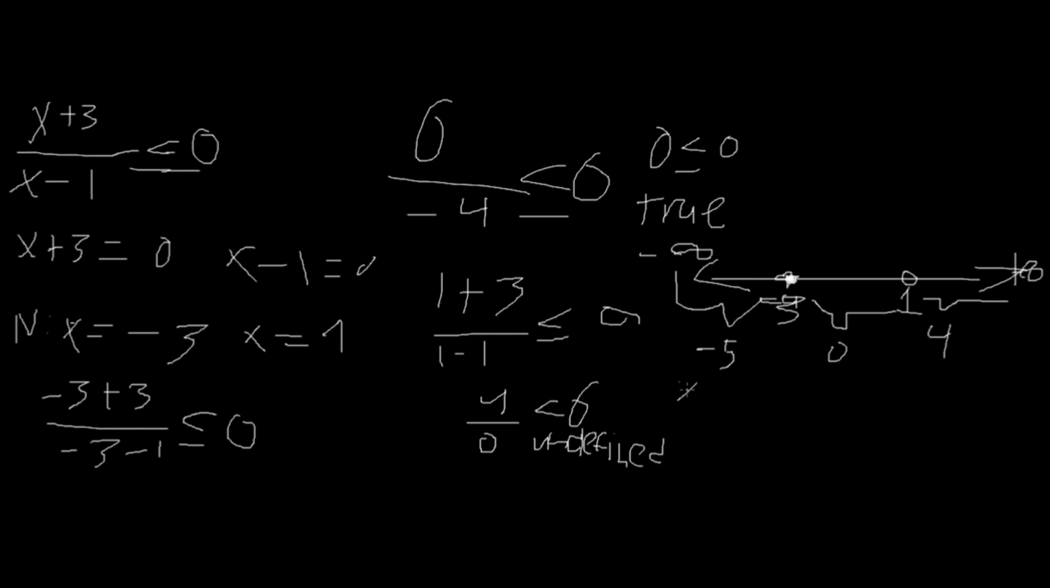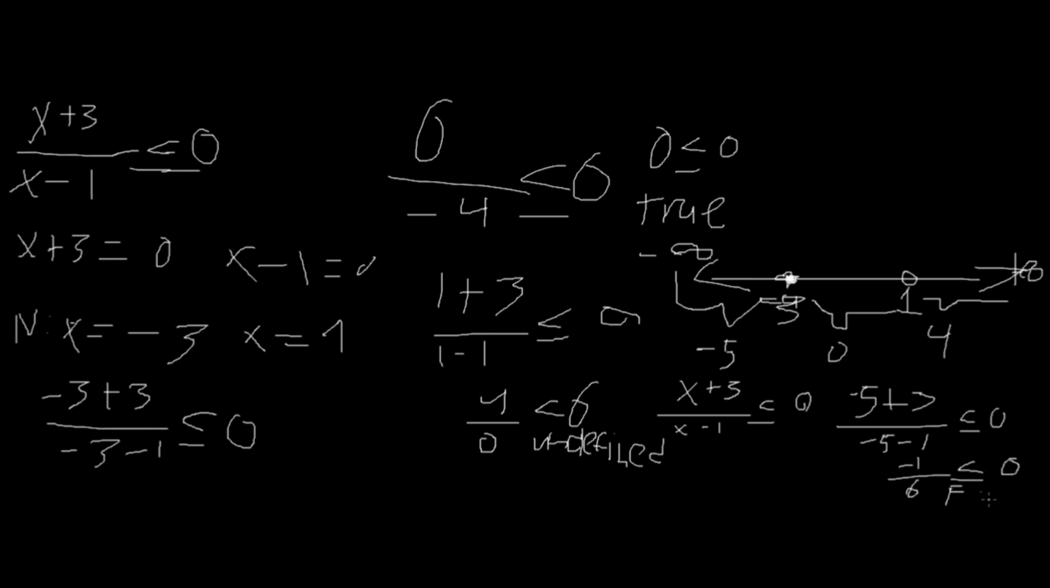So let's test -5. x plus 3 over x minus 1 is less than or equal to 0. So again, we will insert the value of x, our -5. -5 plus 3 over -5 minus 1 is less than or equal to 0. So this would be -2 over -6, which is 1 over 3, less than or equal to 0. This is false.